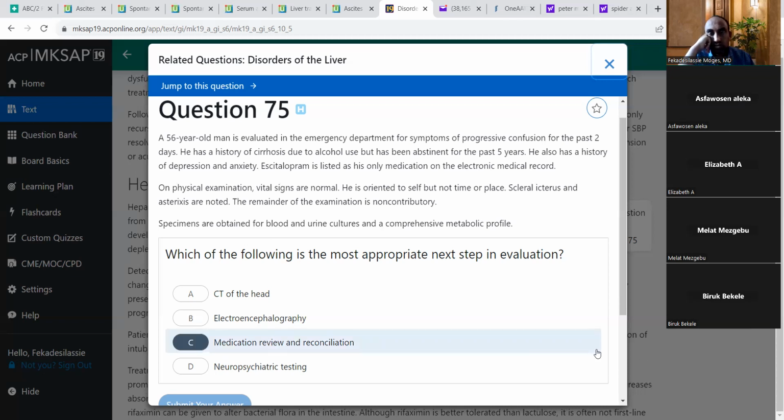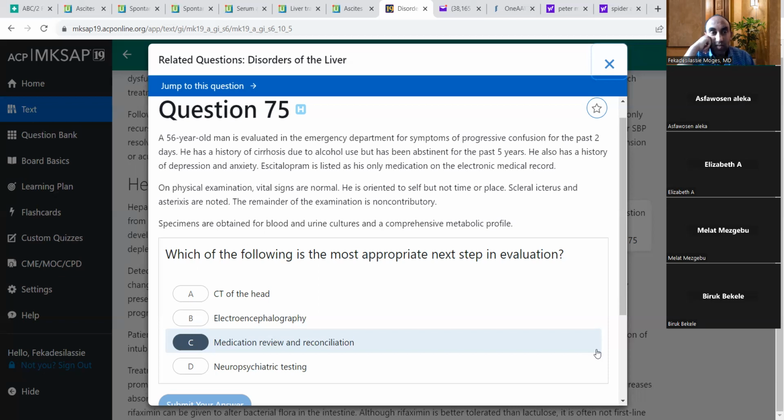A 56-year-old man is evaluated in the emergency department for symptoms of progressive confusion for the past 2 days. He has a history of cirrhosis due to alcohol use but has been abstinent for the past 5 years. He also has a history of depression and anxiety. Escitalopram is listed as his only medication on the electronic medical record.